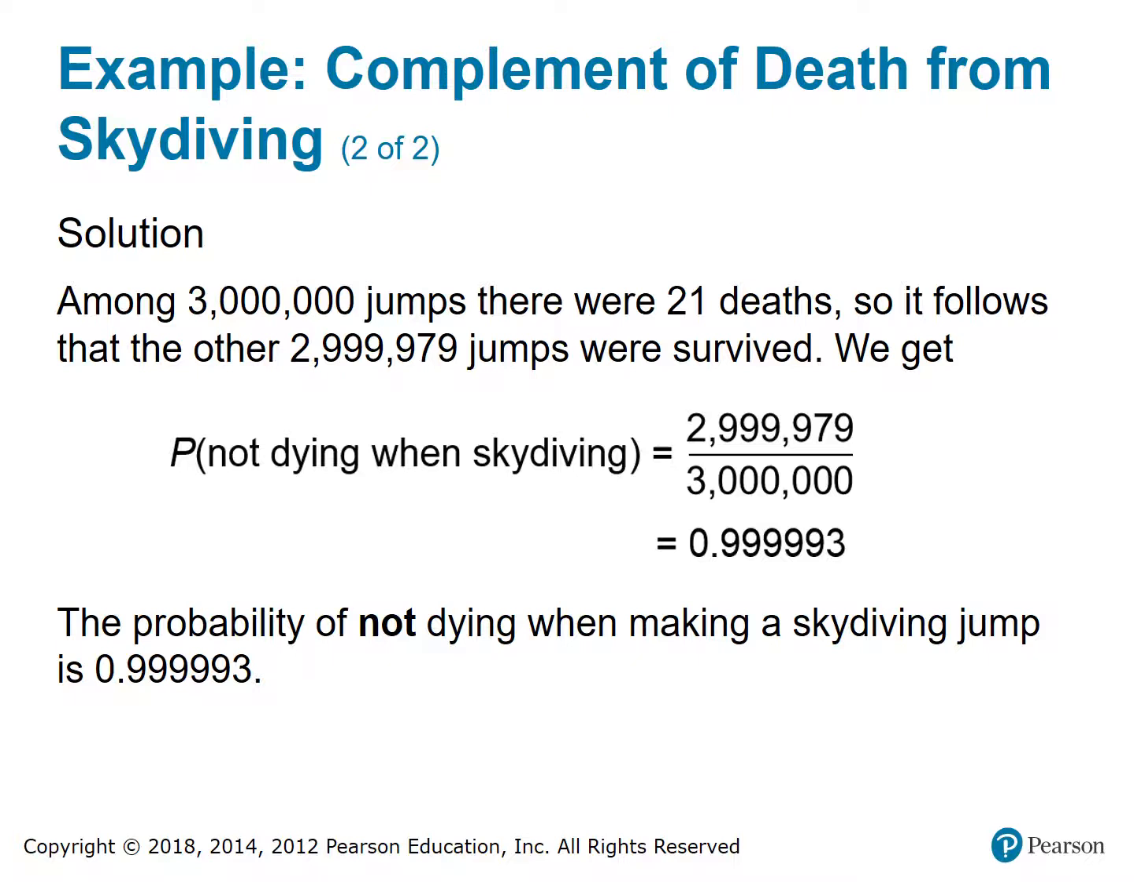All right, so among the 3 million jumps, again, there were 21 deaths, and I believe that was 0.00 something percent. What did we calculate? It was 0.000, well, we can look at it right here. 0.000007% was your chance of dying. So the probability of not dying, i.e. the probability of living, is 0.99993.